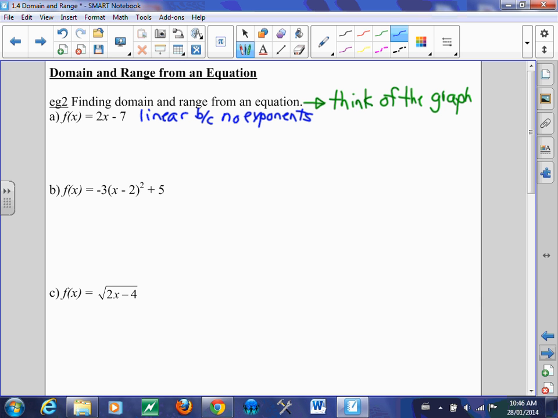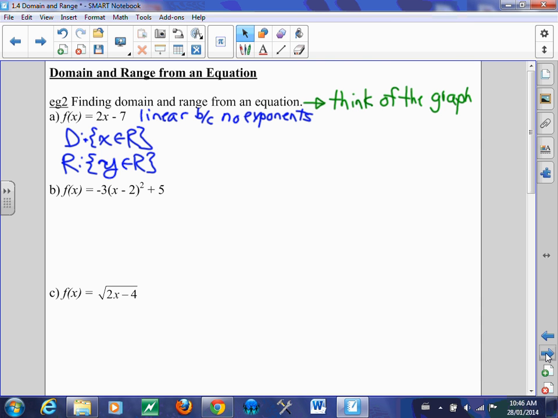So what does that tell us? It tells us that the domain is x belongs to a set of real numbers. And I'm going to keep the colors the same this time. The range is y belongs to a set of real numbers also. If you wanted to quickly draw that graph, just remember your y-intercept is at -7. And as you go up 2, you go over 1, up 2, over 1, up 2. So your graph looks like this. As you go left or right, there are no restrictions. Likewise, as you go up or down, there are no restrictions.